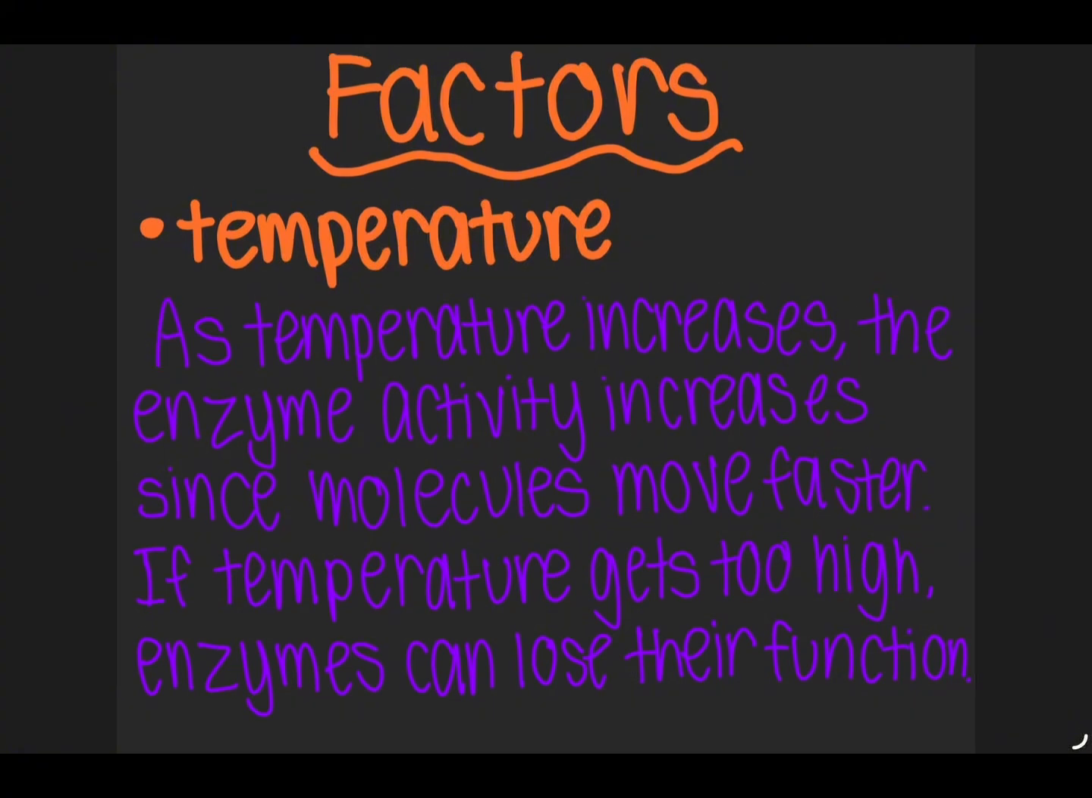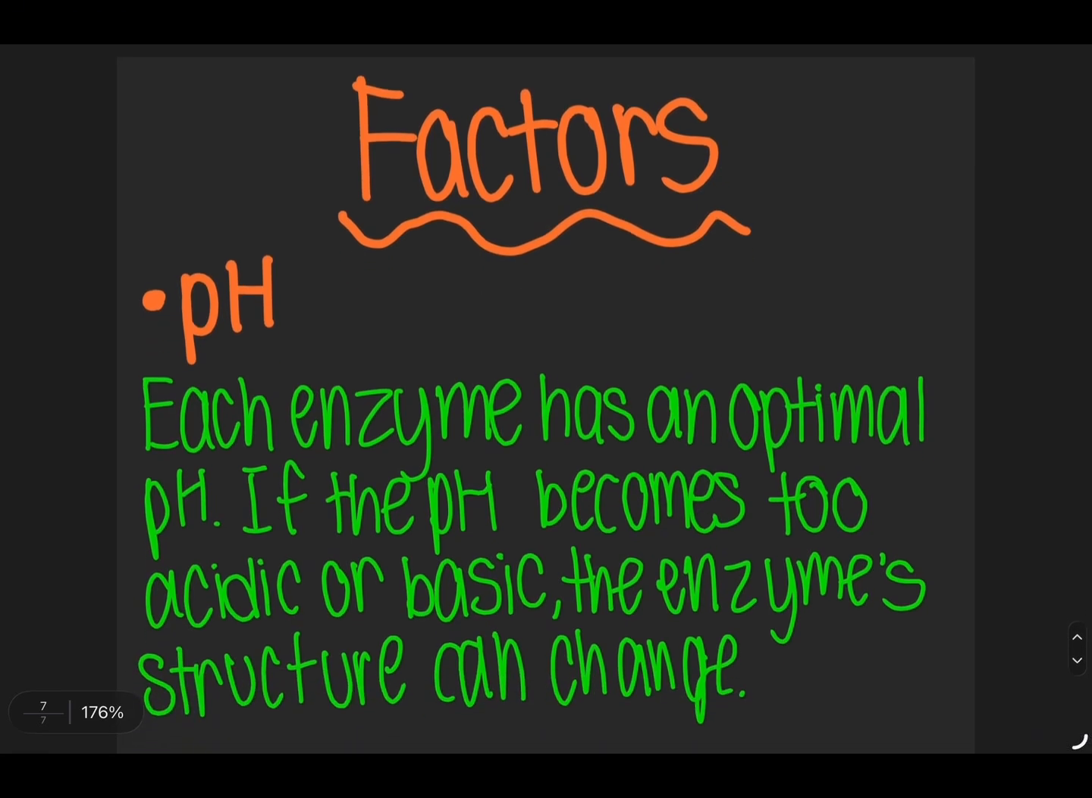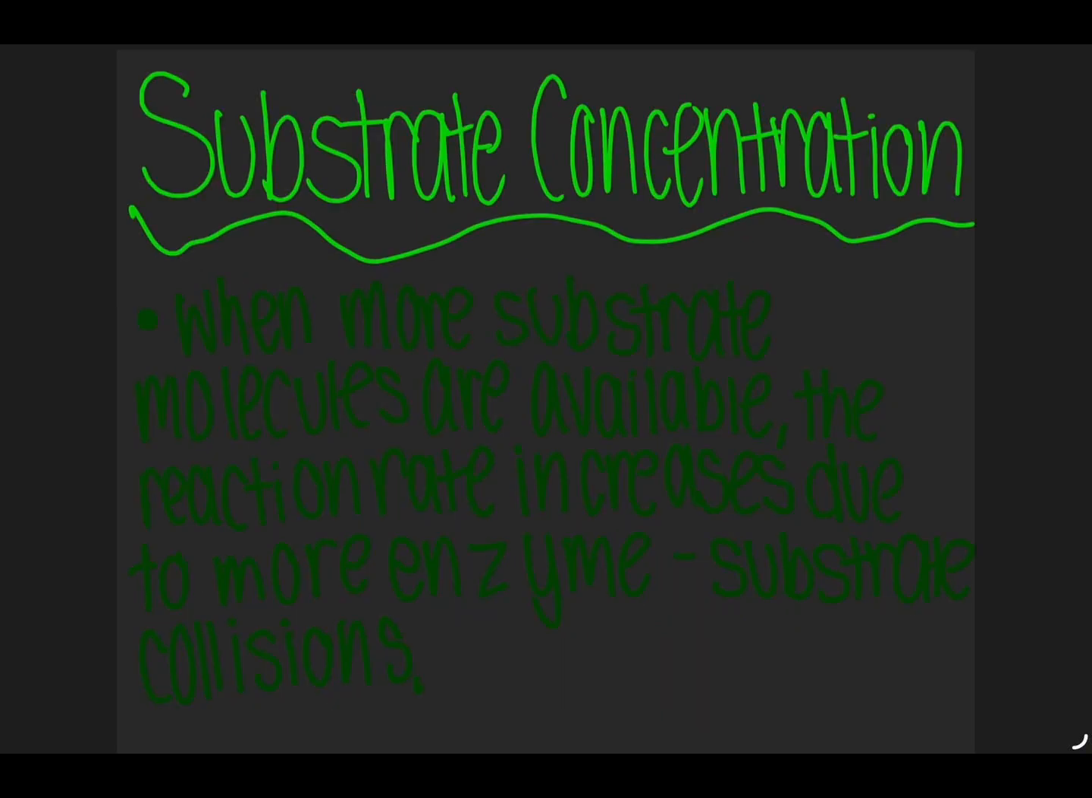Another important factor is pH. Each enzyme has an optimal pH at which it works best. If the pH becomes too acidic or too basic, the enzyme structure can change, reducing its effectiveness or stopping the reaction completely. Substrate concentration also affects reaction rate. When more substrate molecules are available, the reaction rate increases because there are more opportunities for enzyme-substrate collisions. However, once all enzyme active sites are occupied, the reaction rate levels off.